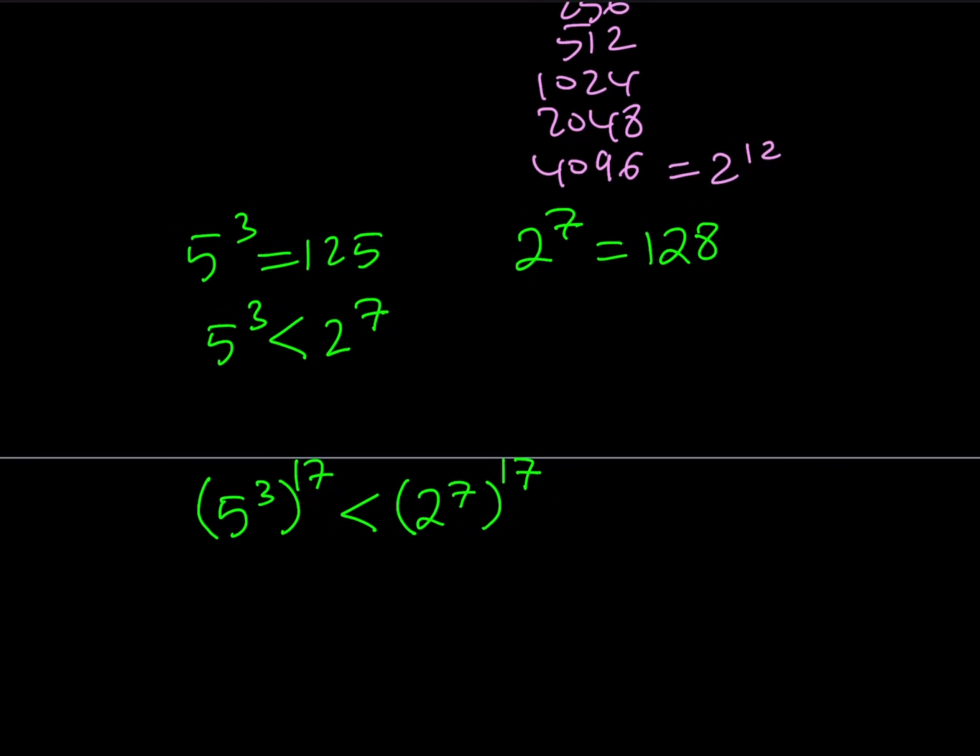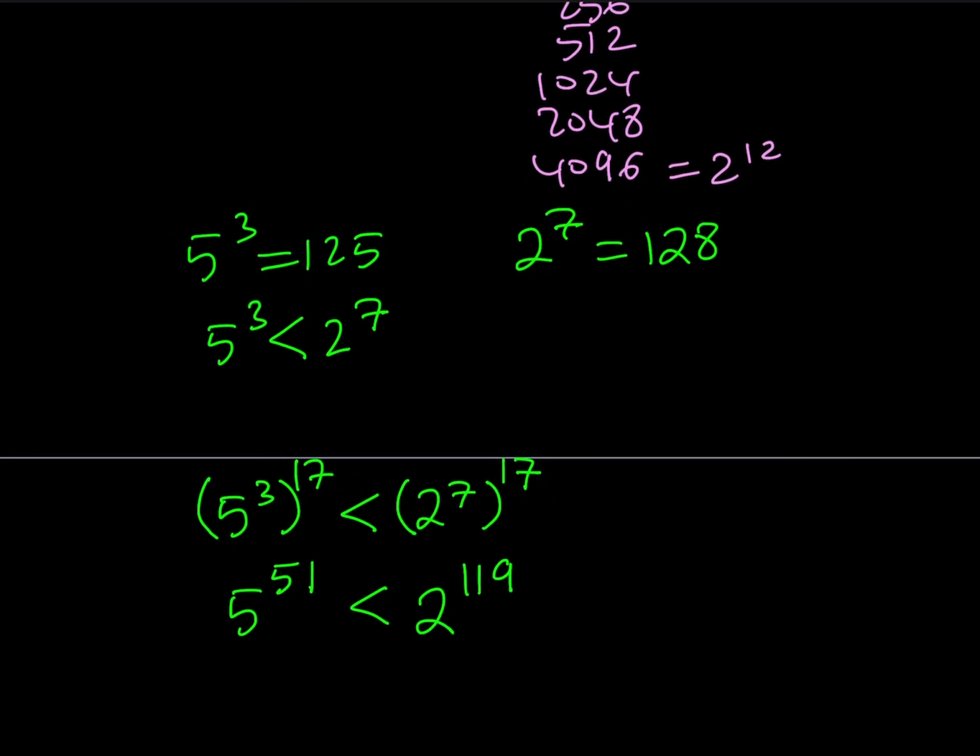So what does this give you? Well, 3 times 17 is 51. That's why we raise both sides to the 17th power. Remember that? So this gives me 5 to the power 51. And the right-hand side is 17 times 7, which is 119. Oopsies, I did not get 120. But don't worry about it. We'll take care of that. And that part is actually also very simple.